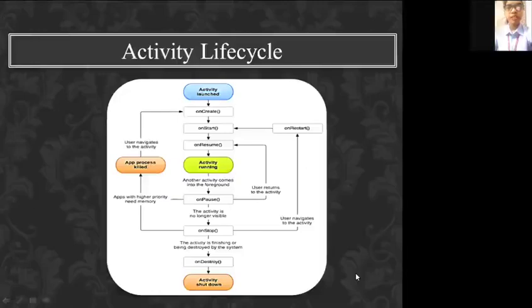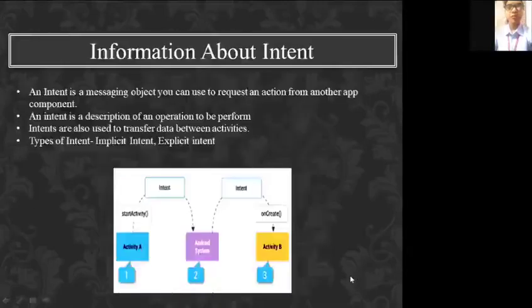Then the next slide is about intent. An intent is a message passing object you can use to request an action from another app component. An intent is a description of an operation to be performed. Intents are also used to transfer data between activities. The types of intent are implicit intent and explicit intent. Then I will explain the figure to you.